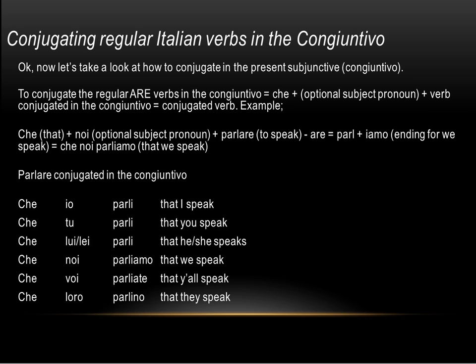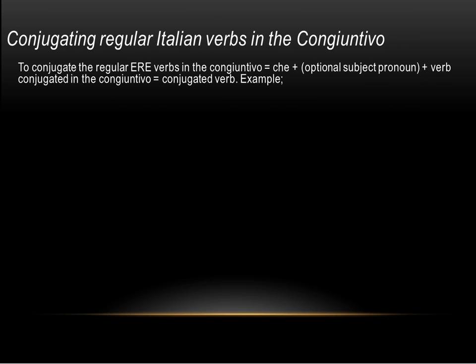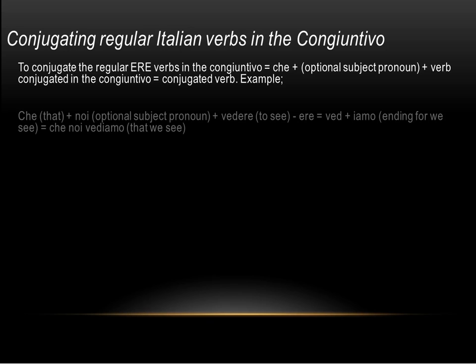Che io parli, che tu parli, che lui/lei parli, che noi parliamo, che voi parliate, and che loro parlino. To conjugate regular ARE verbs in the congiuntivo, once again, it's che, the optional subject pronoun, and the verb conjugated in the congiuntivo.